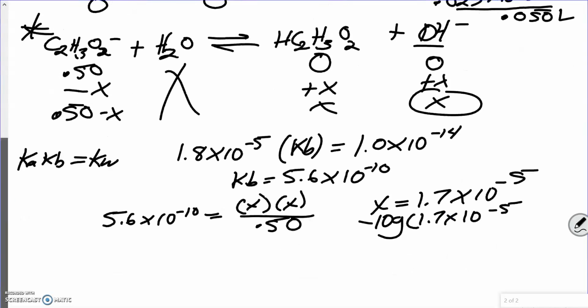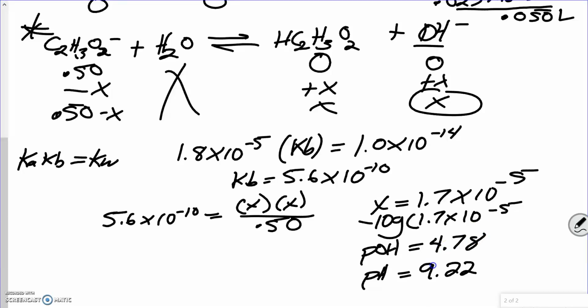It all depends on what we're taking the negative log of. So our pOH is going to equal, in this case, 4.78. Okay, and we always want pH, never pOH. So our pH, after we subtract this from 14, is going to be 9.22. So that's not our midpoint, I'm sorry, this is our equivalence point.